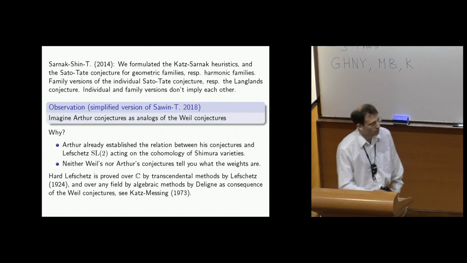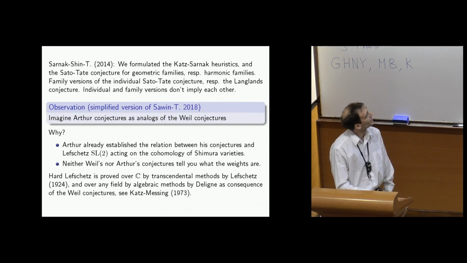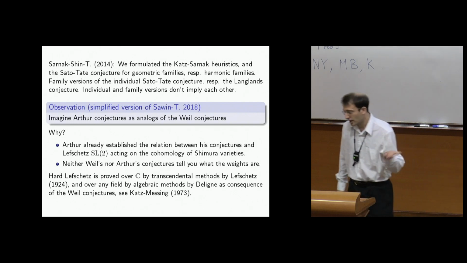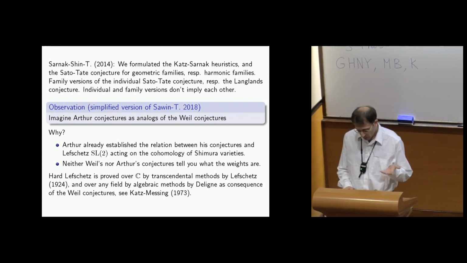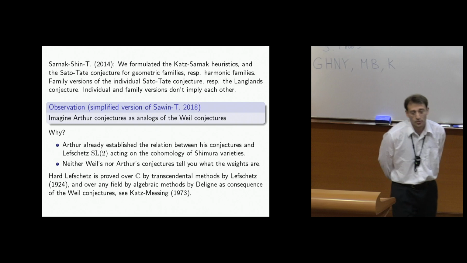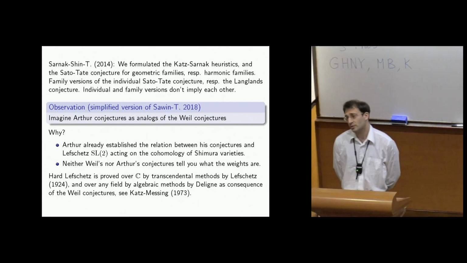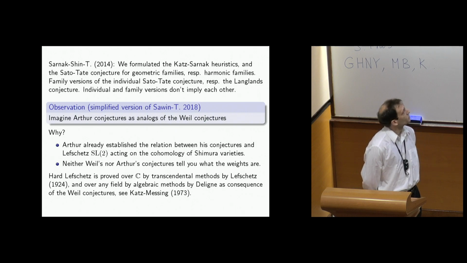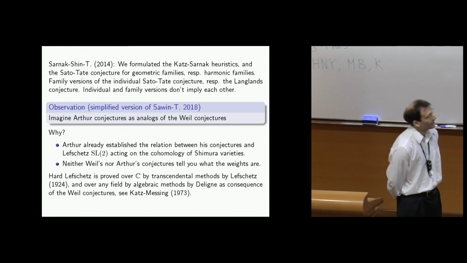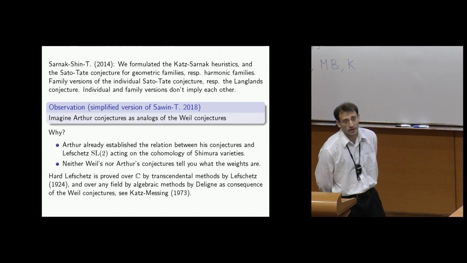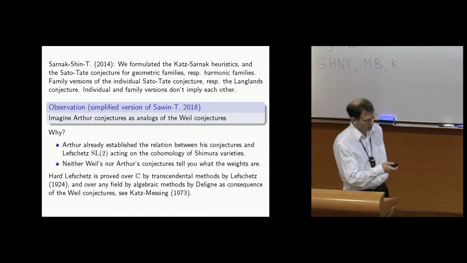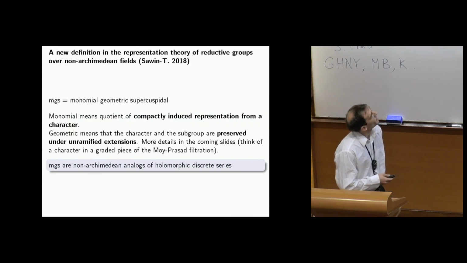Another reason, which is maybe a bit less clear, but which I like, is that neither the Arthur nor the Weil conjectures tell you right away what the weights are. For Arthur, it means SL2 is a bit mysterious, and for the Weil conjectures also, what the weights are is mysterious. Historically, I remind you that Hard Lefschetz was proved by Lefschetz, amazingly in 1924. An algebraic proof has been difficult to find, but it is due to Deligne as a consequence of the Weil conjectures.